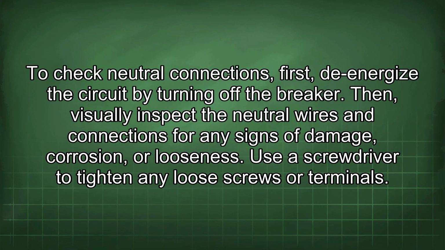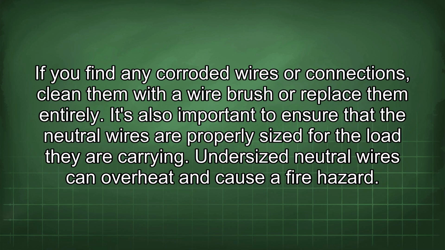To check neutral connections, first de-energize the circuit by turning off the breaker. Then, visually inspect the neutral wires and connections for any signs of damage, corrosion, or looseness. Use a screwdriver to tighten any loose screws or terminals. If you find any corroded wires or connections, clean them with a wire brush or replace them entirely. It's also important to ensure that the neutral wires are properly sized for the load they are carrying. Undersized neutral wires can overheat and cause a fire hazard.